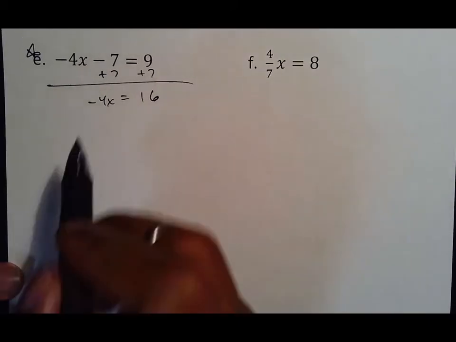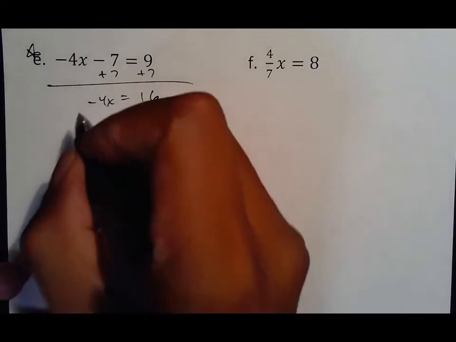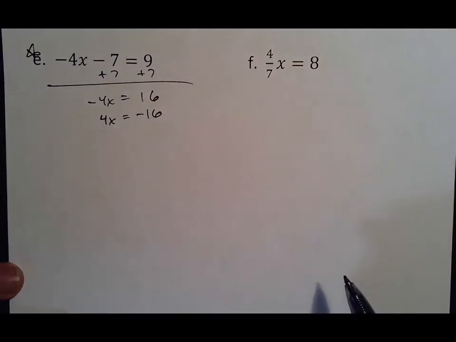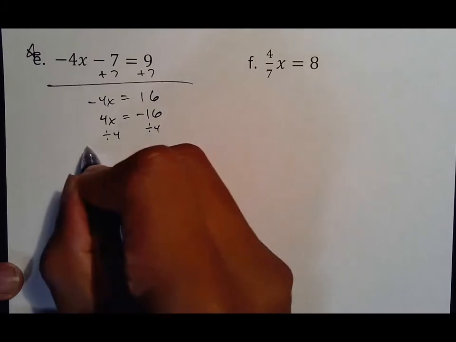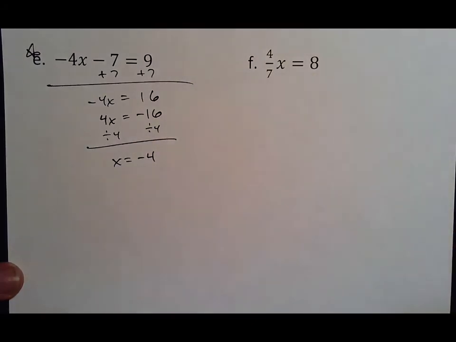I would suggest that before you multiply or divide, you switch that negative, because I don't want the negative there anyway. So what I'm going to do is switch everything around, and then I'm going to divide by 4. And get my answer.